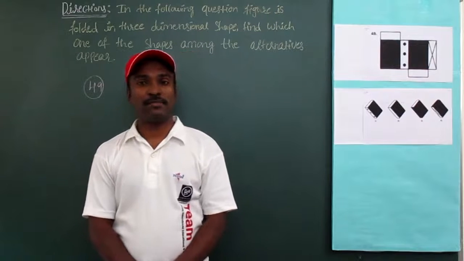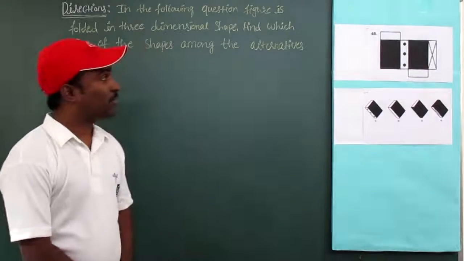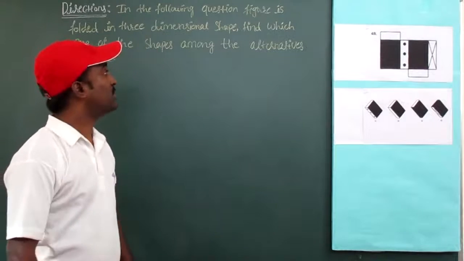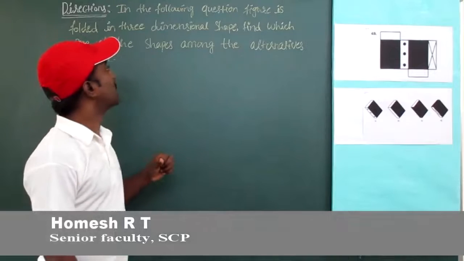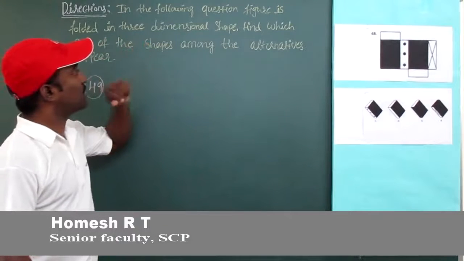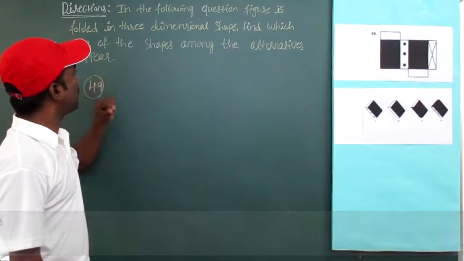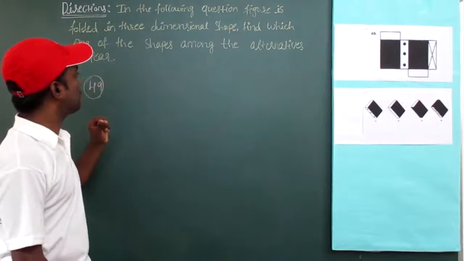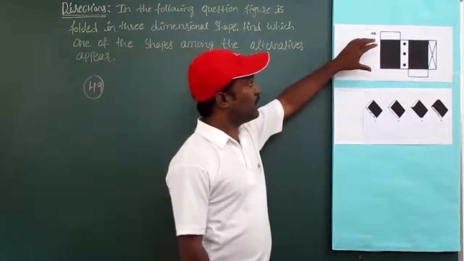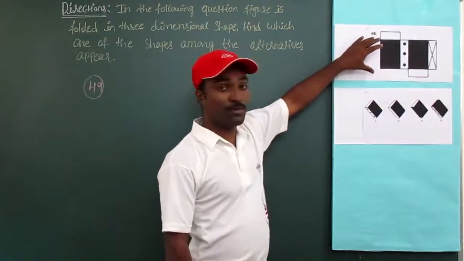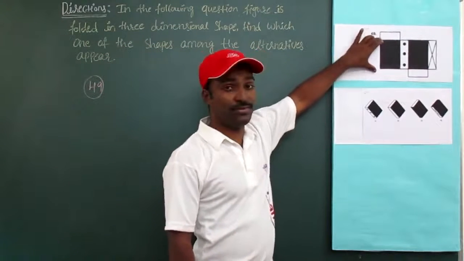Well friends, here is problem number 49. Before moving to the problem, I will read the given direction. The direction is, in the following question, figure is folded in three-dimensional shape. Find which one of the shapes among the alternatives appear. So we have to find the three-dimensional figure obtained by folding this given figure.